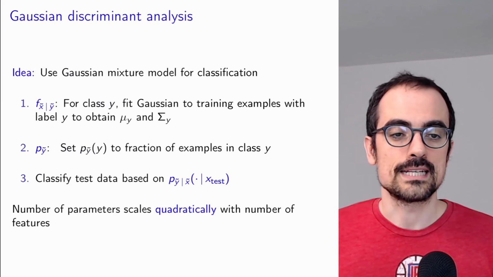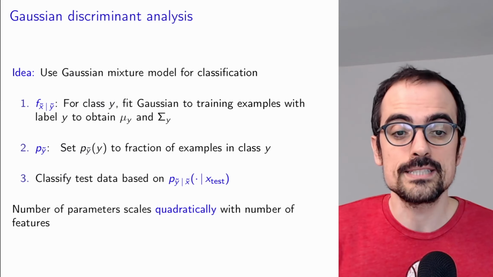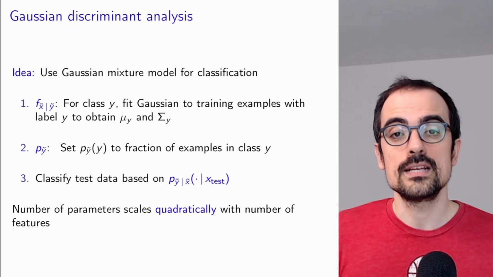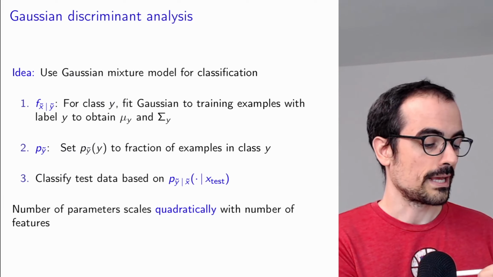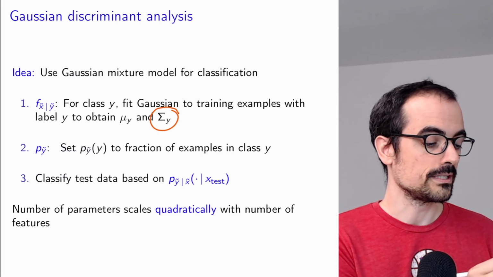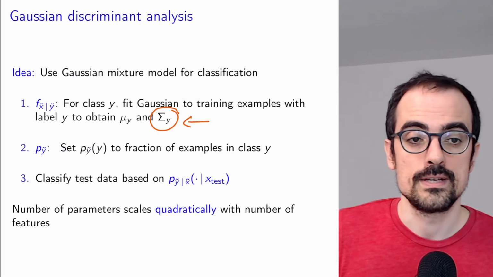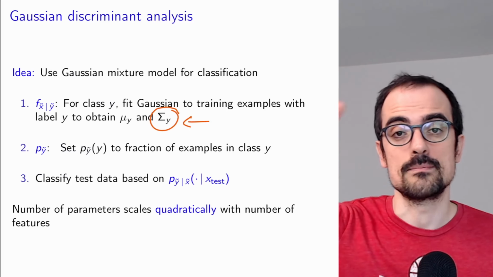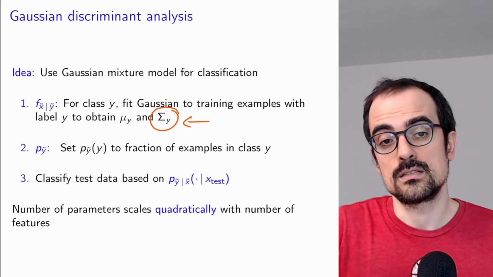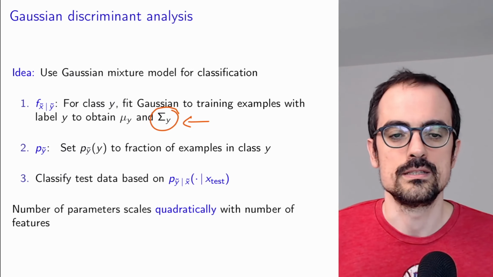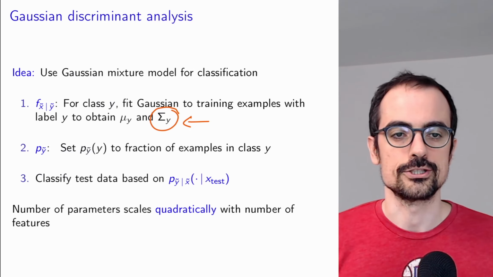Okay, notice that the number of parameters that we have to estimate scales quadratically with the number of features. Why is that? That's because we have to estimate the covariance matrix of each of the Gaussian parametric models, and the number of entries in the covariance matrix is d squared, where d is the number of features.